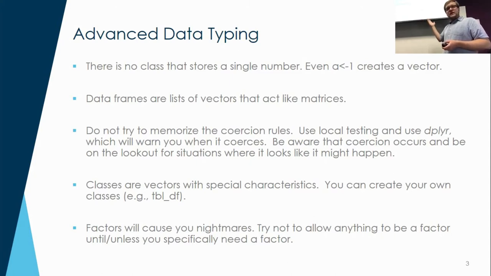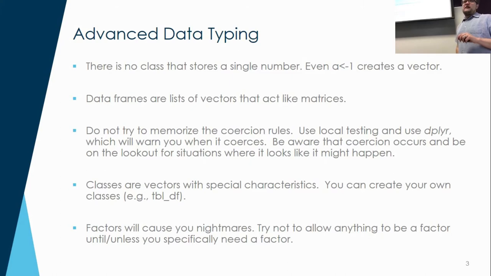So tibble is a class, for example, and tibble data frame is also a class, tbl and tbl underscore df. So if you ever use the class function on a tibble, you'll find it has three classes: tbl_df, tbl, and data frame. Each of those defines the kind of things you can do with it. And that's also how R knows that a data frame is not just a list, because it's part of a class called data frame that gives it that information.